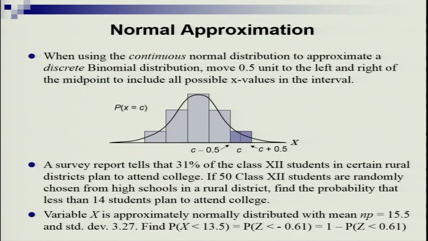If you take that probability number from the standard normal table and apply it here, then the probability of finding an x value less than 14 will be around 0.27 something. Okay. So, we will now move on to the next topic.